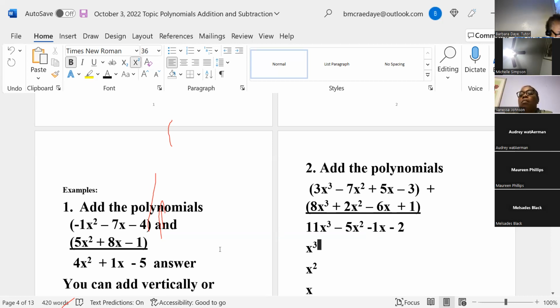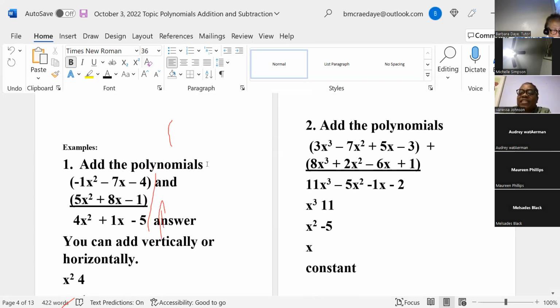X to the third is what, Maureen? What's the coefficient? 11. Keep going, Maureen. What about the x to the second? -5. Very good. You didn't forget your signs. Wonderful. And now the x. -1. Okay. And the constant? -2. Excellent. Everybody with me. That was excellent.